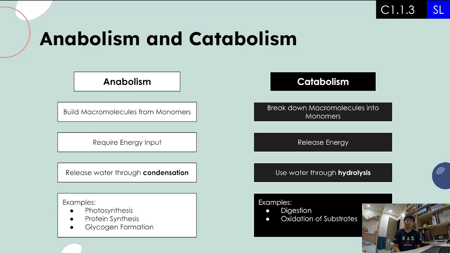Now, catabolism is basically the complete opposite. It's breaking down macromolecules into monomers. So breaking a big thing into small things, and it can release energy, and it uses up water through hydrolysis. Some examples include oxidation and digestion. Both of these are the two different types of metabolism. There are chemical reactions, so there's building up and also breaking down.